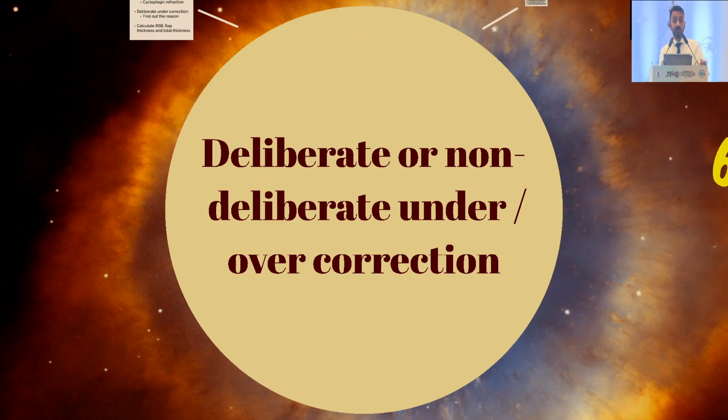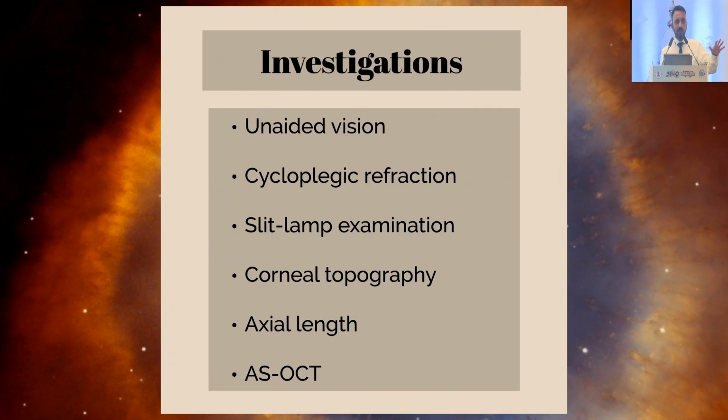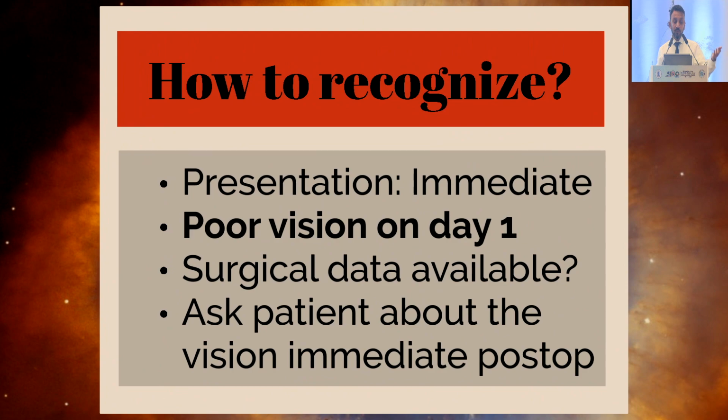Starting with deliberate or non-deliberate undercorrection. Before we go to that, there are certain investigations which are mandatory when you're looking at post-LASIK refractive error. One is unaided vision, cycloplegic refraction, which is an absolute must, a good slit lamp examination, corneal topography, axial length, and anterior segment OCT.